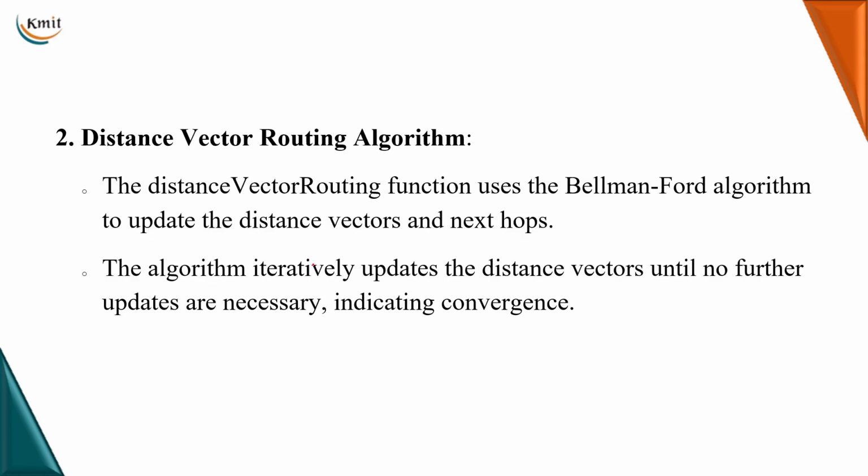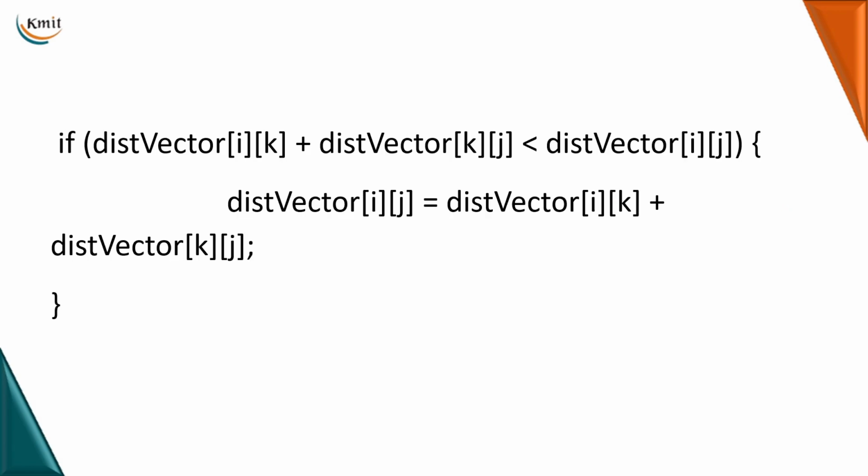Then coming to the distance vector routing algorithm, I will make use of the Bellman-Ford algorithm to update the distance vectors, where this algorithm will iteratively update the distance vectors. How long are we going to do it? Till we come to convergence, till we come to a common solution. So how do we do that?